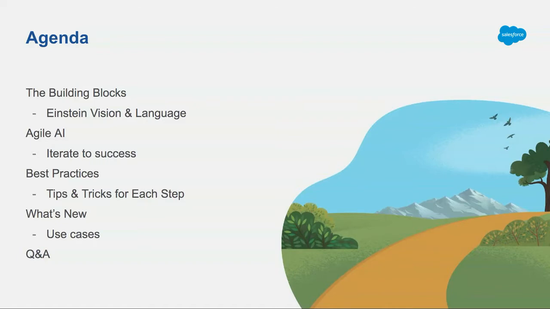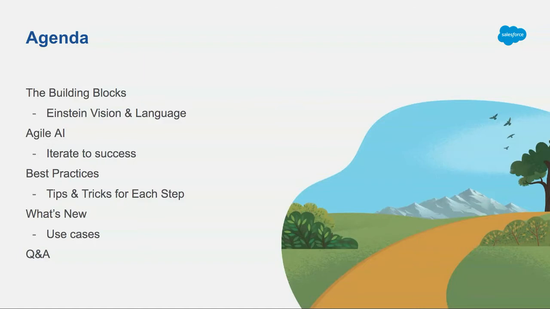I'll go over briefly the building blocks, so Einstein Vision and Language, and how those are being incorporated in all of our different products. And then we'll look at Agile AI, and really how do you iterate to success? Then we'll look at best practices, so we'll look at the different steps to build your models, and I'll provide tips and tricks for each one of those steps. And then we'll finish off with what's new and some use cases on the latest things that we're announcing at Dreamforce this week. And then if we have some time, we'll do some Q&A. There's a mic up here, so hold questions for the end.